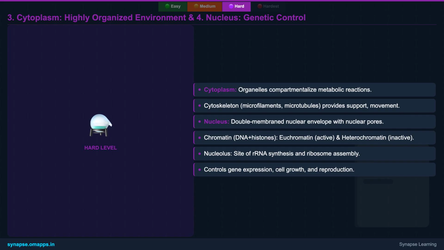For example, energy production in mitochondria can happen independently of protein synthesis in the endoplasmic reticulum. The cytoplasm also houses the cytoskeleton, a network of protein filaments providing structural support, enabling cell movement, and organizing the transport of organelles. Meanwhile, the nucleus, the cell's command center, is encased by a double nuclear membrane with intricate nuclear pores. These pores meticulously regulate the passage of molecules, ensuring genetic information flows correctly.